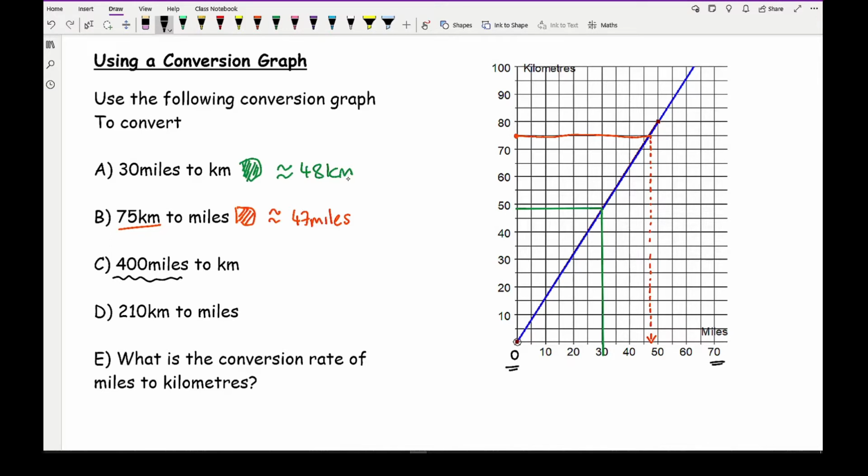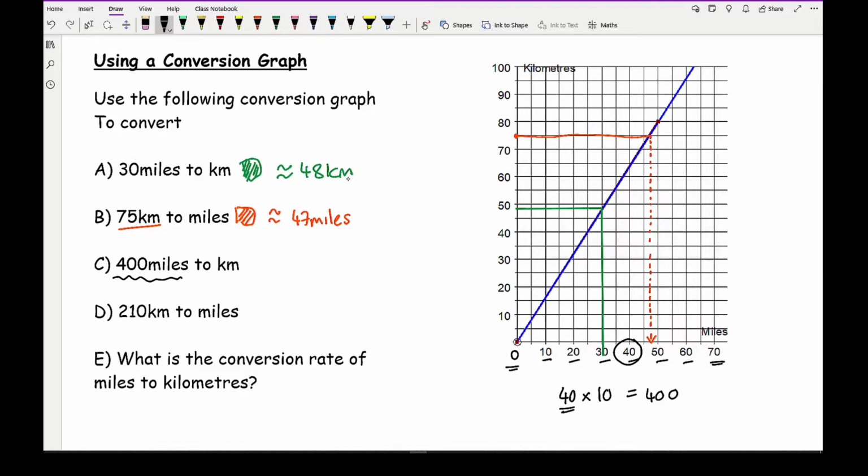So what I've got to do is pick one of these values along the miles axis that goes into 400. So using one of these numbers, what can I do? Well, I'm going to go for the 40, because I know that 40 times 10 equals 400. So if I can work out how many kilometers there are in 40 miles, all I need to do is then multiply that answer by 10, and I'd work out how many kilometers there are in 400 miles.